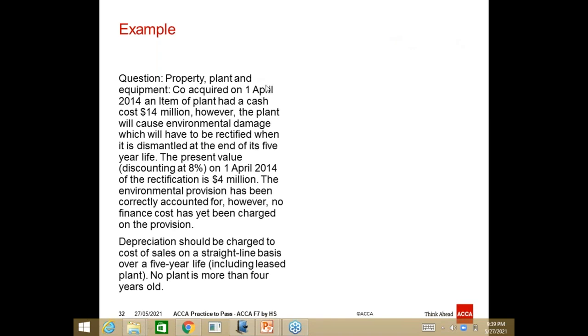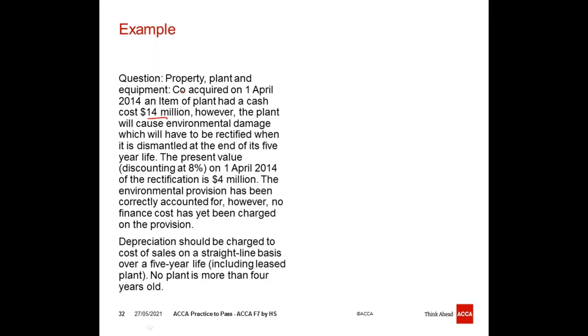Property, plant and equipment: a company acquired an item of plant on 1st April 2004. It had a cash price of 14 million. The plant will cause environmental damage which will have to be rectified when it is dismantled at the end of its 5-year life. The present value of the rectification cost at an 8% discount rate on 1st April 2004 was 4 million.